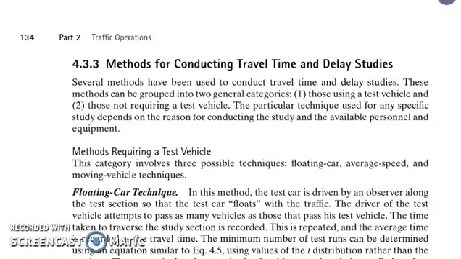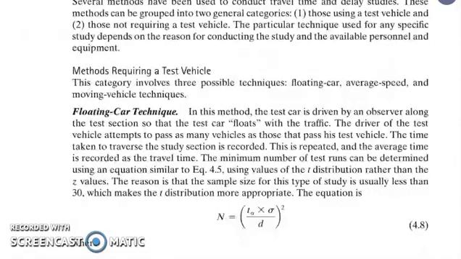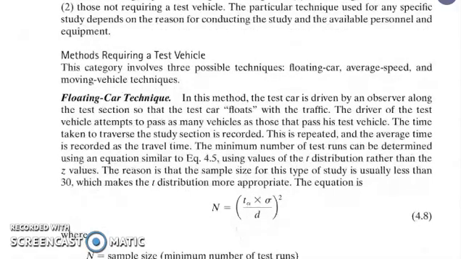So the methods that require a test vehicle: we have here the floating car technique. In this technique, the car is driven by an observer along the test section so that the test car floats with the traffic. This means that the driver of the test vehicle attempts to pass as many vehicles as those that pass his test vehicle.